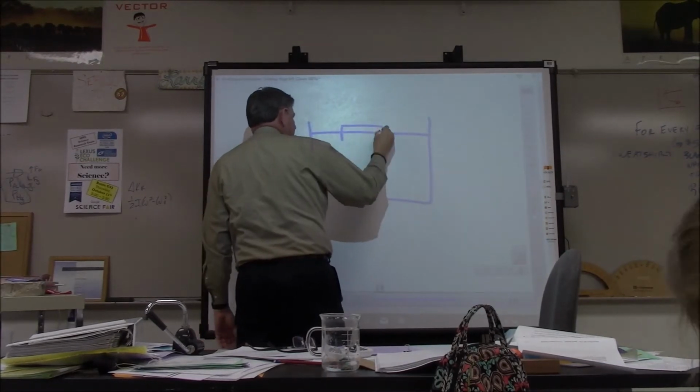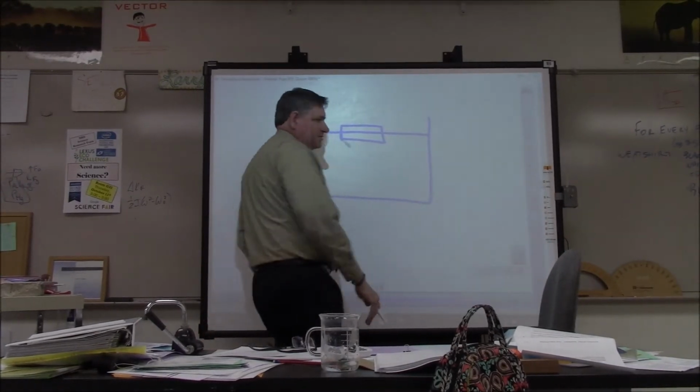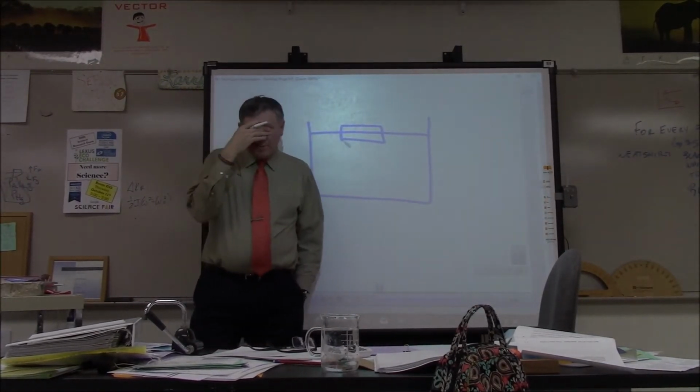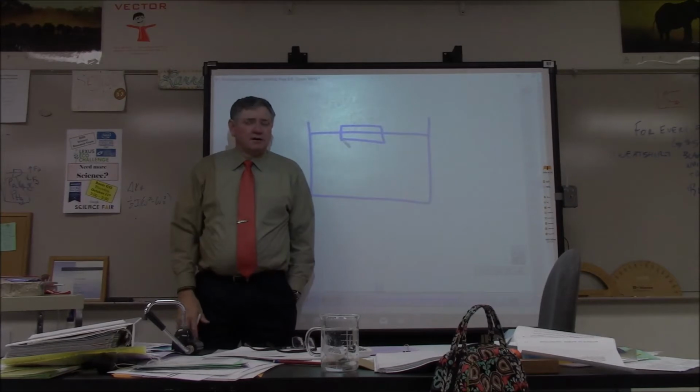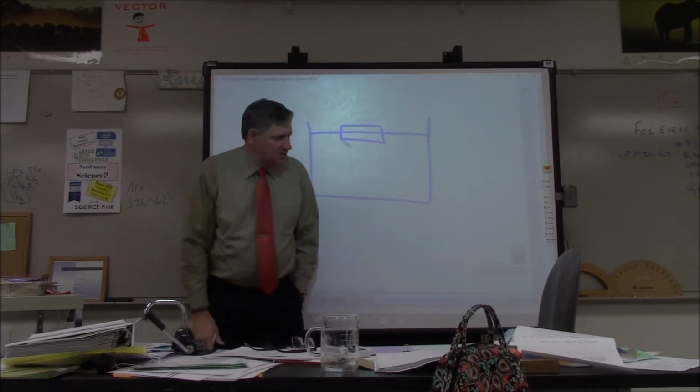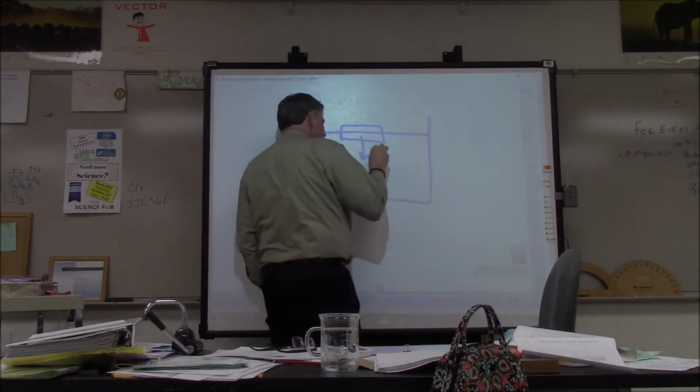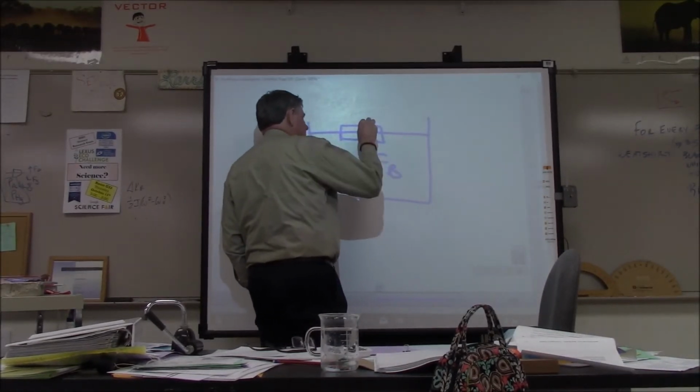So here's this bar of aluminum floating in liquid mercury. When something floats, what are the only two forces involved? FG and FB. What do they have to equal? Each other.